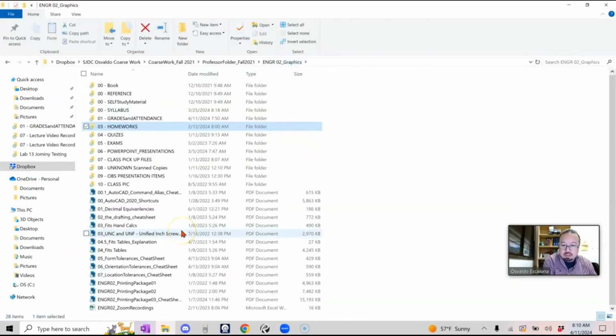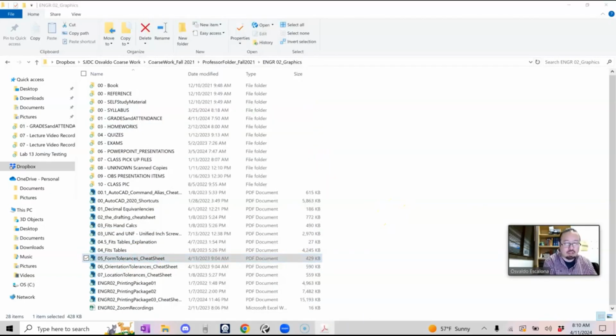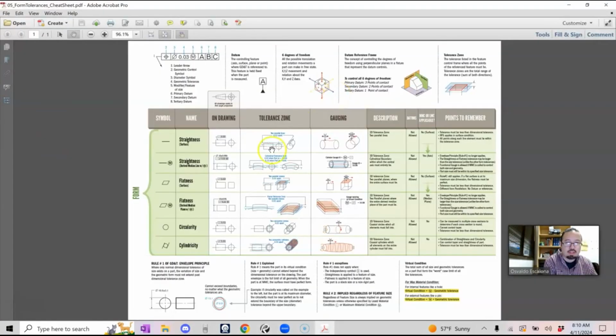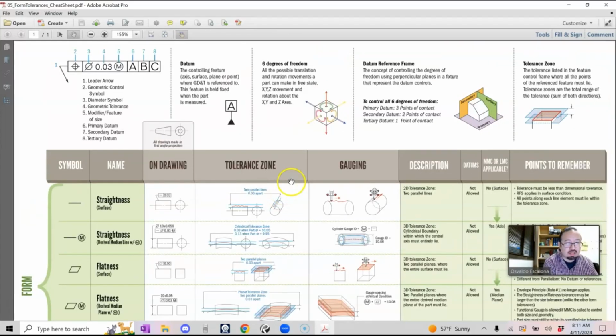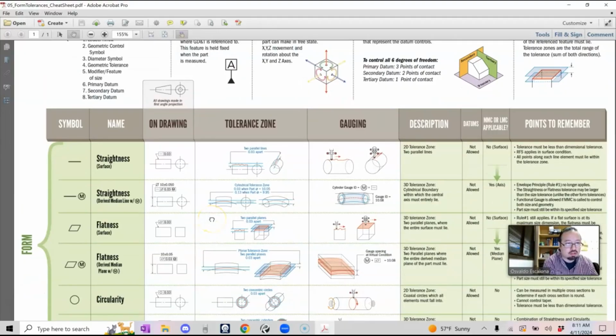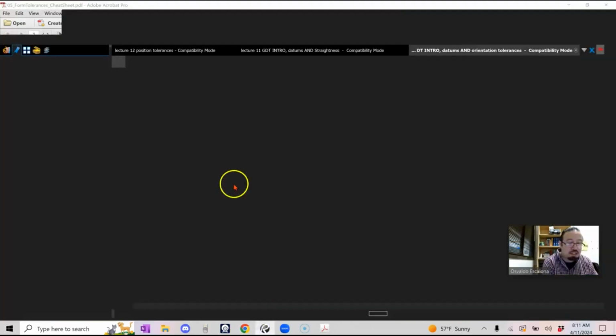So let me go see if I can find my cheat sheet. There is a cheat sheet that I want to talk about today. I think it's this one. It should be part of your cheat sheet package. This one that you see here is just colored, but the cheat sheet package will be something similar. Okay, so now let's talk about GD&T.